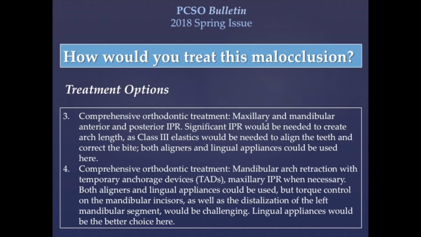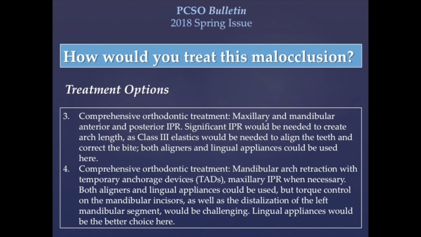The third option would be to extract a lower incisor with upper IPR. This could work nicely with aligners as well as lingual appliances and improve overbite and overjet. The fourth option is with upper and lower IPR. Significant IPR would be needed to create arch length, as Class 3 elastics would be needed to align the teeth and correct the bite. Both aligners and lingual appliances could be used here.